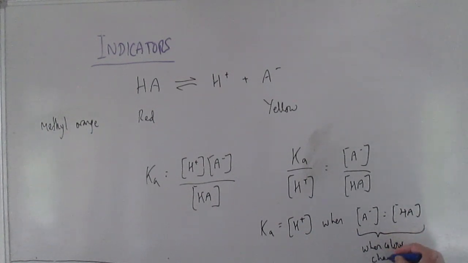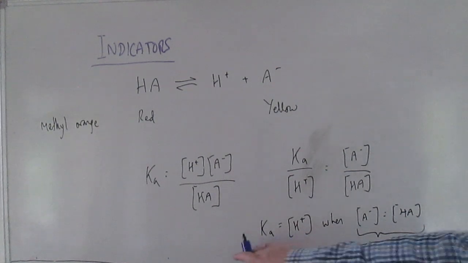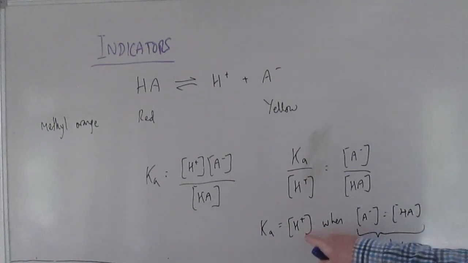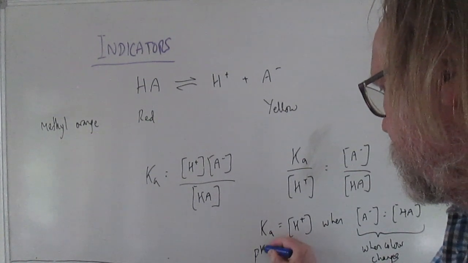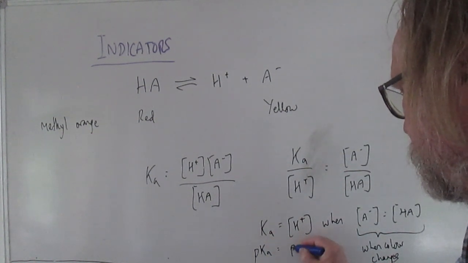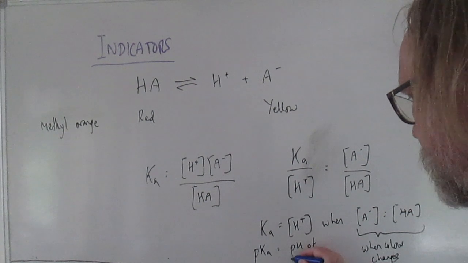So that's very interesting, because what it tells you is that the pH at which the colour changes will be equal to the pKa, because if we just take minus log of each side, we can get that the pKa of the indicator is equal to the pH of the colour change.